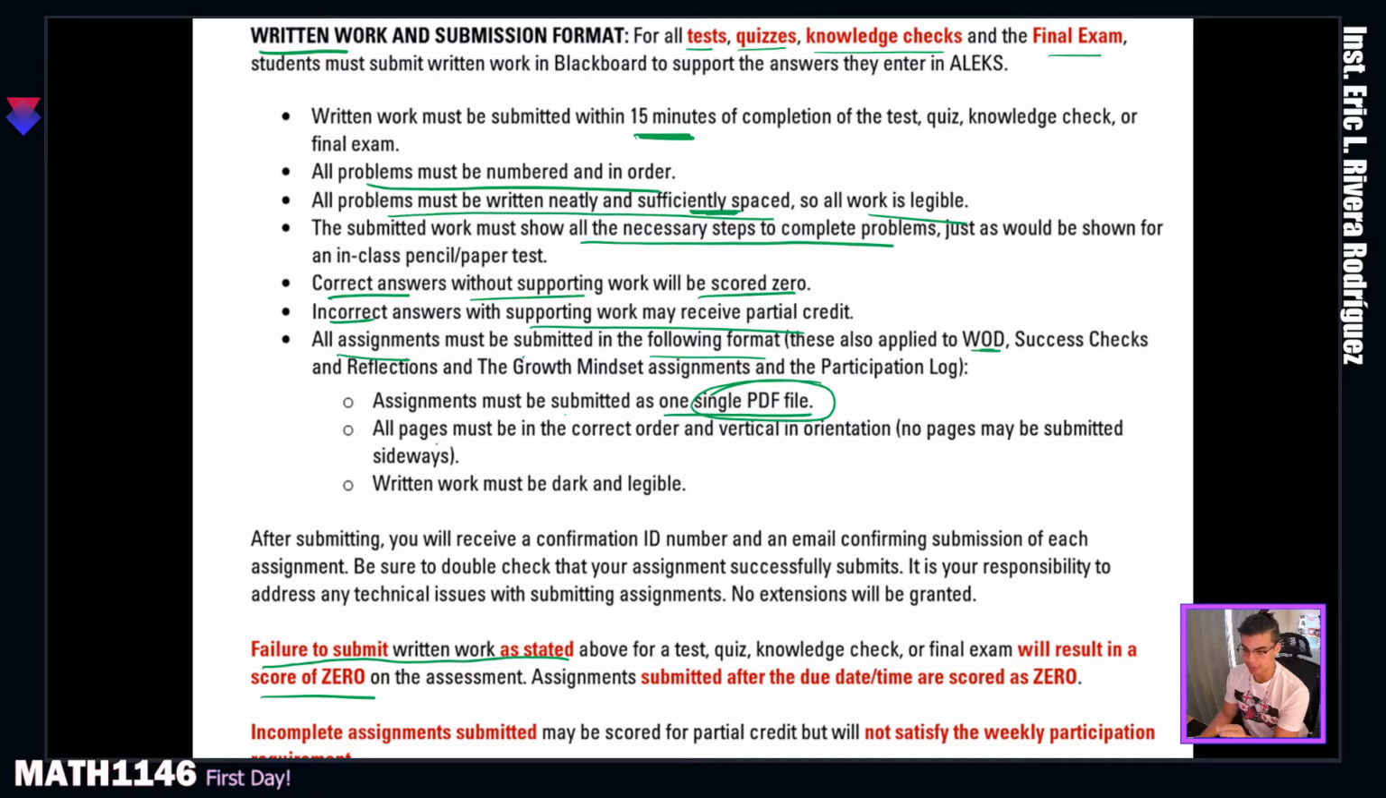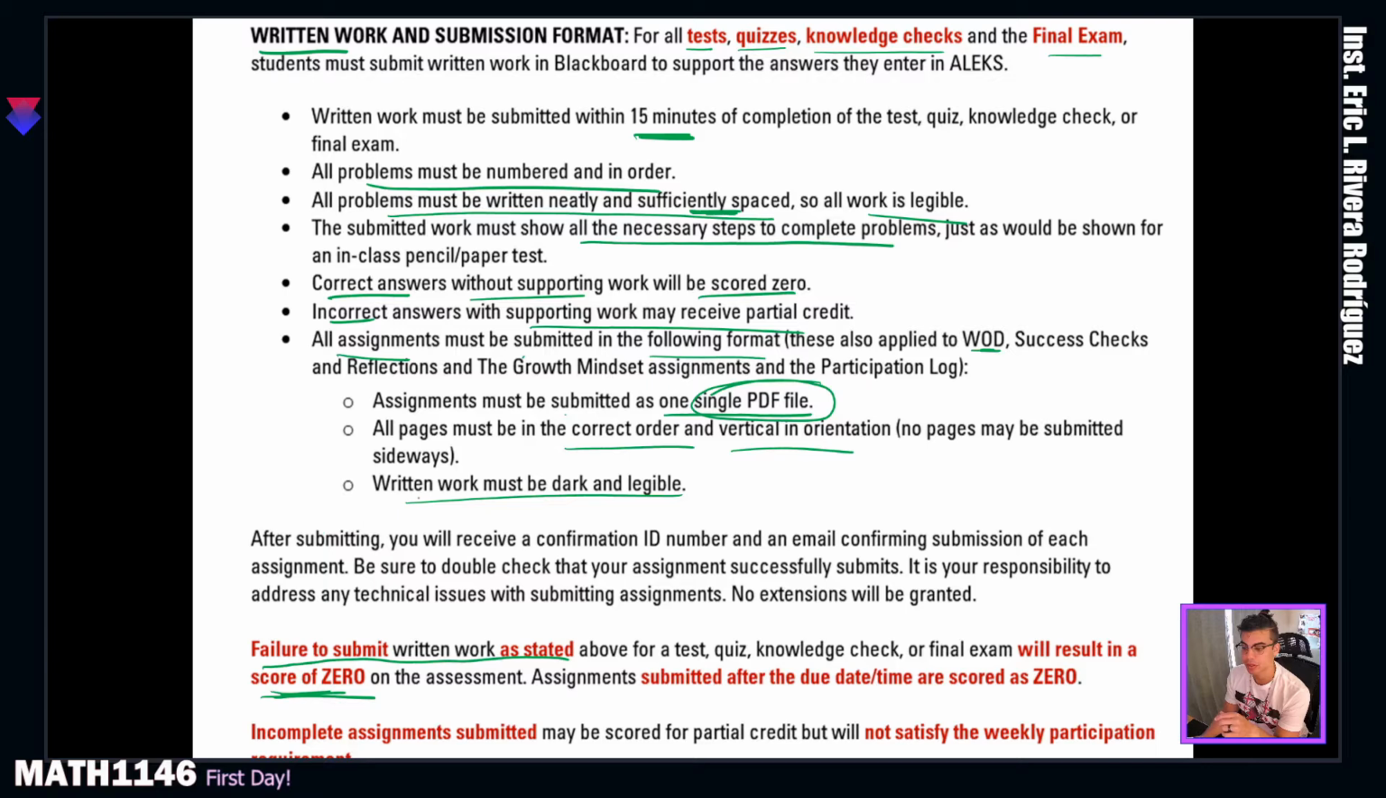All pages must be in the correct order. So page 1, first place. Page 2, second place. In vertical orientation. And again, written work must be dark and legible. Okay? If you fail to meet any of these ones, your score is going to be 0.